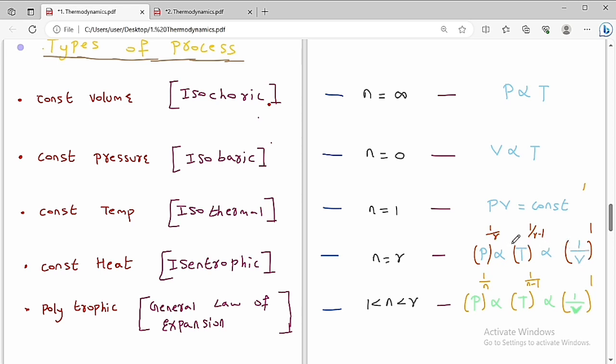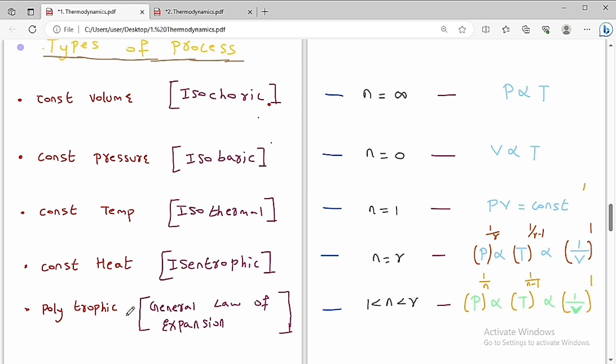But you need to remember the powers. These power values you need to keep in your mind. For pressure, the power is 1 by gamma, and for temperature, the power is 1 by gamma minus 1, and for volume, the power is 1. Okay, this is a very, very important thing. Always you have to keep in mind. So for pressure, the power is 1 by gamma, for temperature, the power is 1 by gamma minus 1, and for volume, the power is 1.